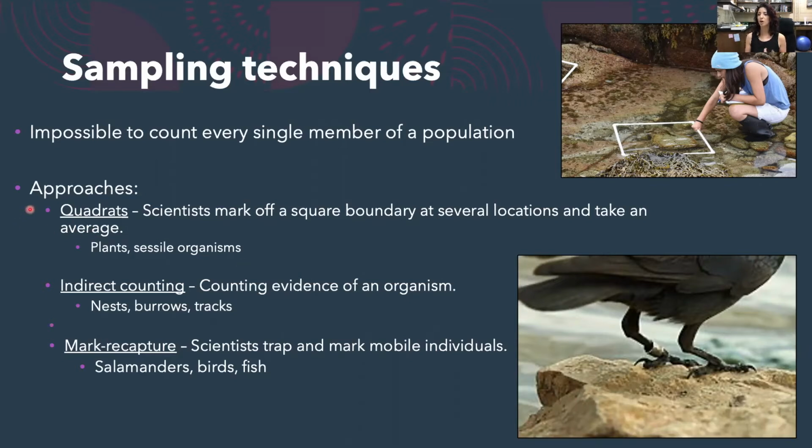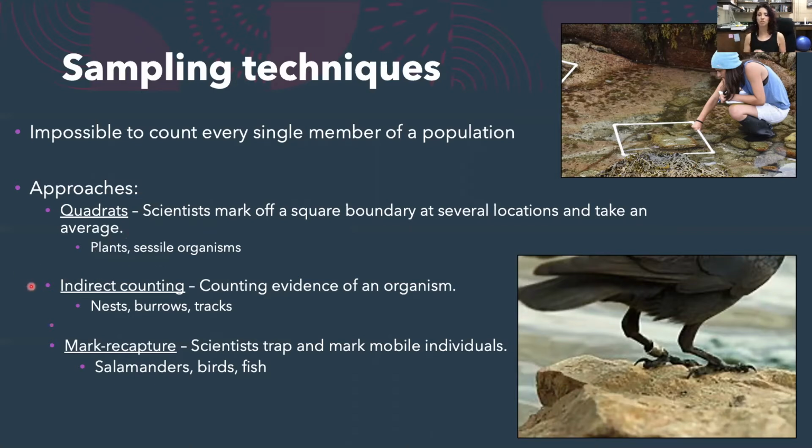Number one, we have something called quadrats. And this is what is being imaged here in the upper right. This scientist is holding out a probably 1 meter by 1 meter quadrat. This marks off a square boundary at several locations. And in those several locations, you will take measurements of your species and then take an average. This is mostly useful when we're talking about population density of plants or other sessile organisms that are affixed to the soil or sediment and don't move, like lichen.